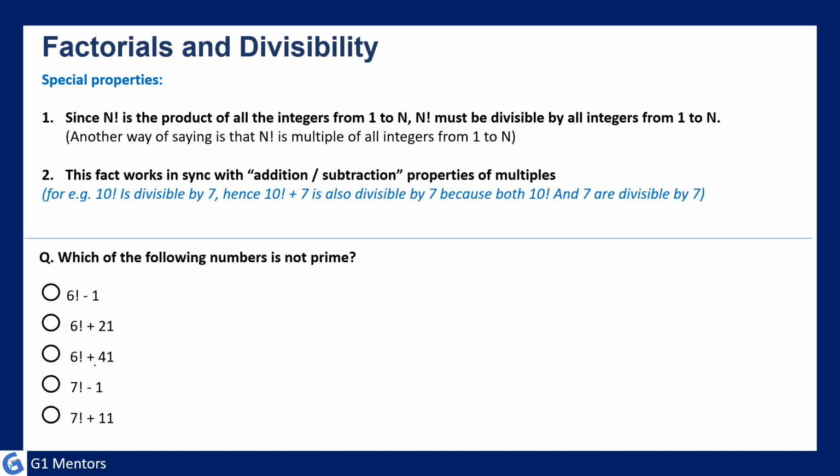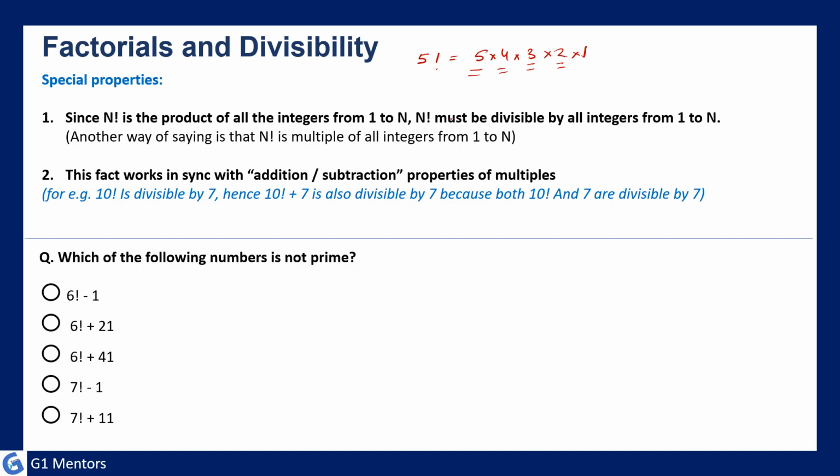There is another important topic which is tested in divisibility: factorials and divisibility. Since n factorial is the product of all the integers from 1 to n, n factorial must be divisible by all integers from 1 to n. For example, 5 factorial is equal to 5 into 4 into 3 into 2 into 1. So 5 factorial must be divisible by 5, by 4, by 3 and by 2. This is the first property of factorials.